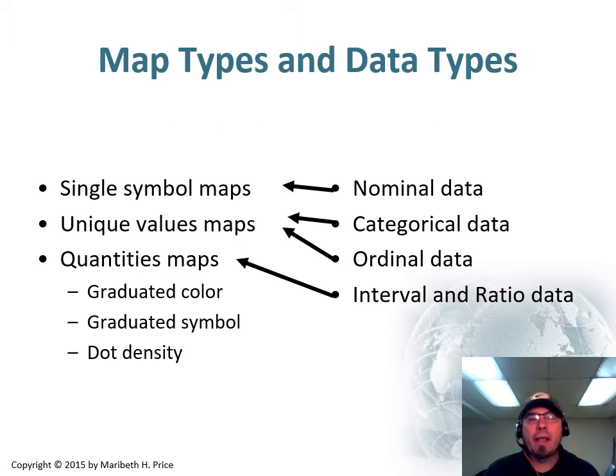So what are we looking at here? We're going to talk about the items on the right: nominal data, categorical data, ordinal data, interval and ratio data, and then what types of maps are associated with them on the left. We're going to go through each one of those and talk about how you deal with them, what type of maps they make, and what to look for.